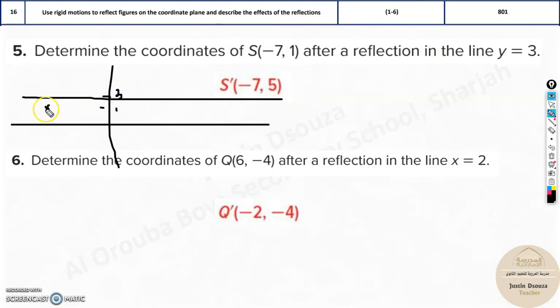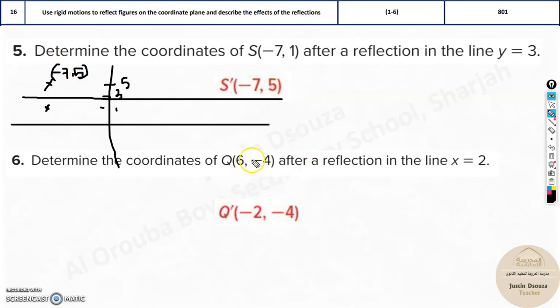When you're reflecting along this line, the x value will stay over here. It'll be somewhere over here. So how much is the unit difference? 1, 2. So it'll be 2 units up. That'll be 5. So it'll be minus 7, 5. That's it. So that is the answer.